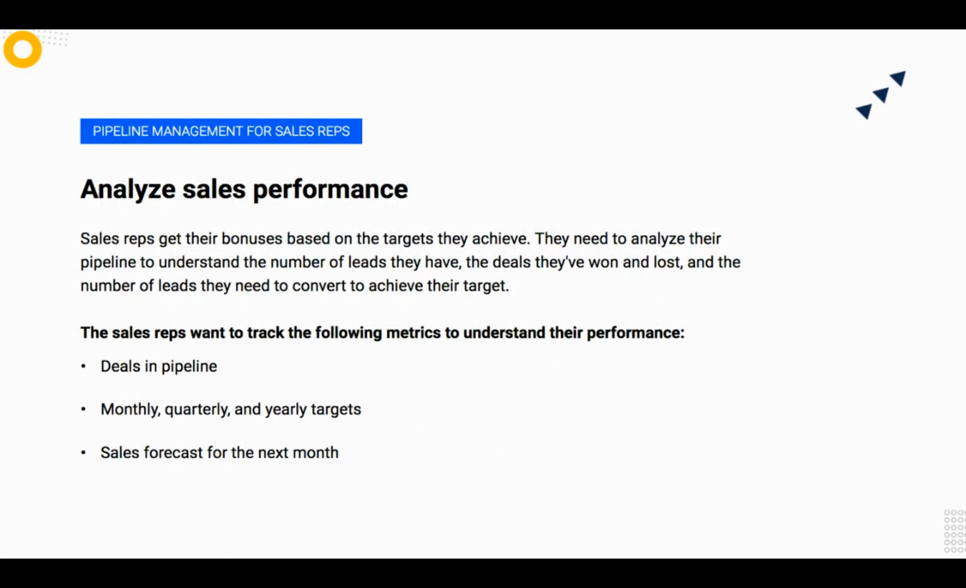Analyze sales performance. Sales reps need to know where exactly they stand. Sales reps get their bonuses based on the targets they achieve. So sales reps want to track the following metrics to understand their performance, like the deals in the pipeline, monthly, quarterly, and yearly targets, and sales forecast for the next month.